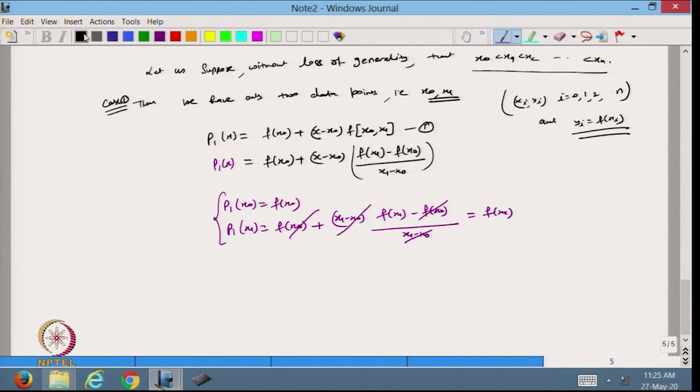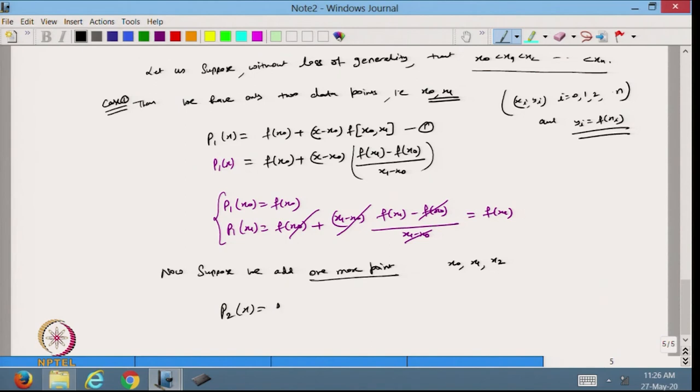Now what do I do? Now suppose we add one more point. So now suppose I have x0, x1, and I have added another point, that is x2. So three points are there. So it should be quadratic. Then I can write my p2(x) taking the help of p1(x).